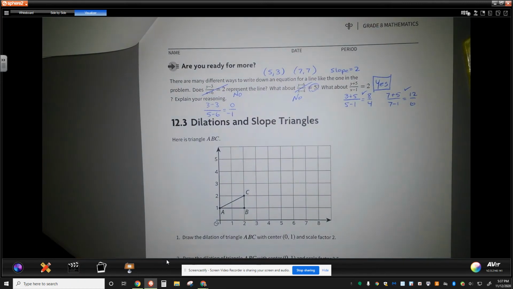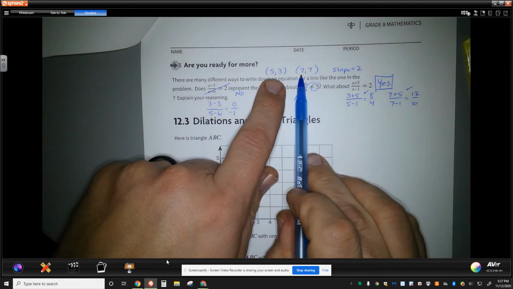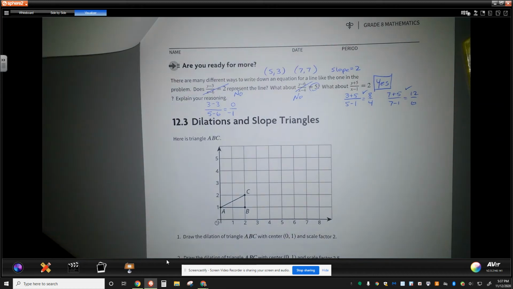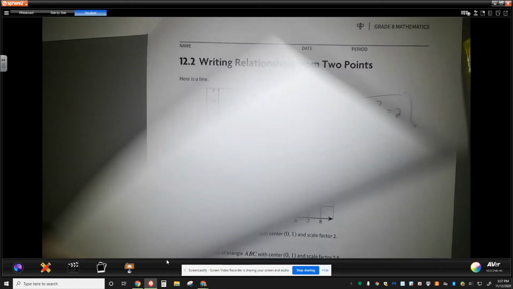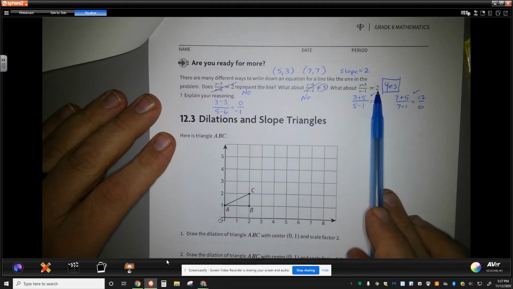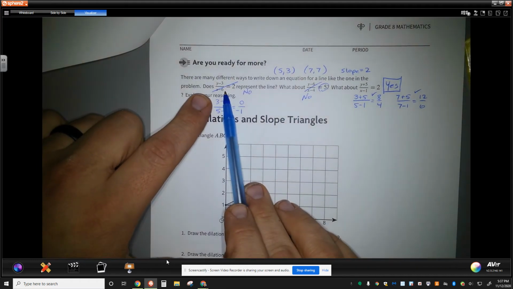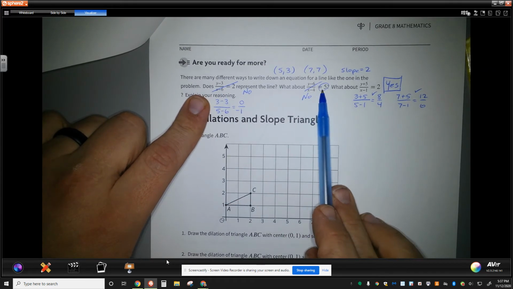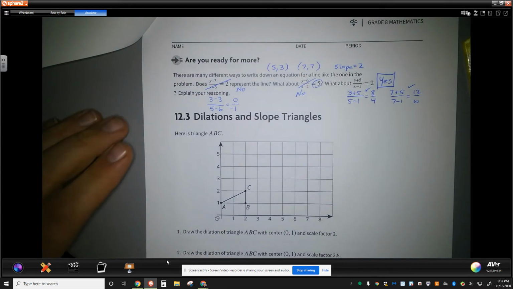Explain your reasoning. When I substitute 2 known values, 2 solutions for the graphed line, and they come out true, then I know that that equation works. When I substitute and one of those solutions doesn't work, then we are not on that line. And when the slope is different, I know we're not on that line.